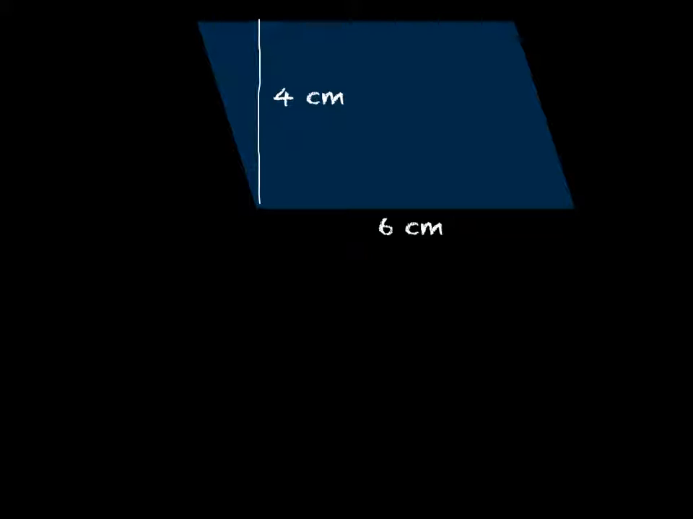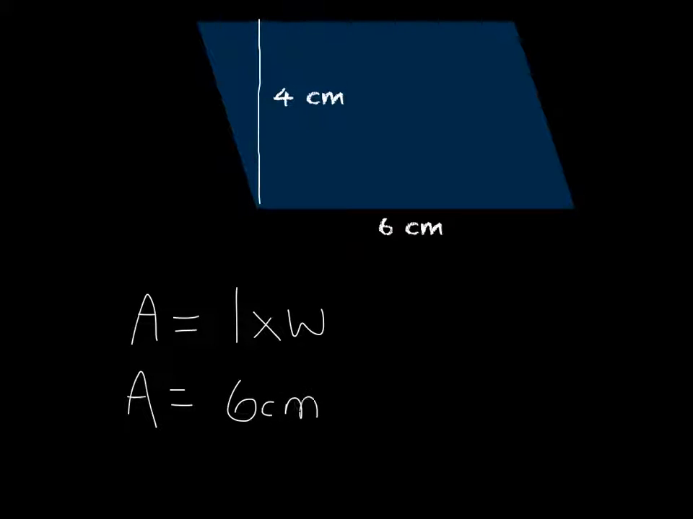So area of a parallelogram, area equals length times width. Just the same as any rectangular or other parallelogram. So in this case, the area of the parallelogram equals 6 centimeters times 4 centimeters, and that equals 24 square centimeters. Pretty straightforward, right?